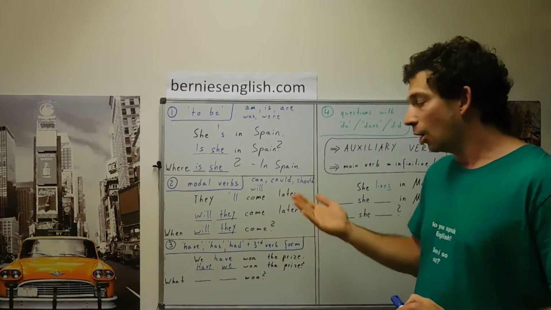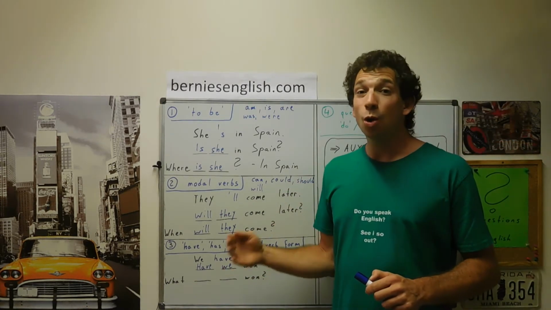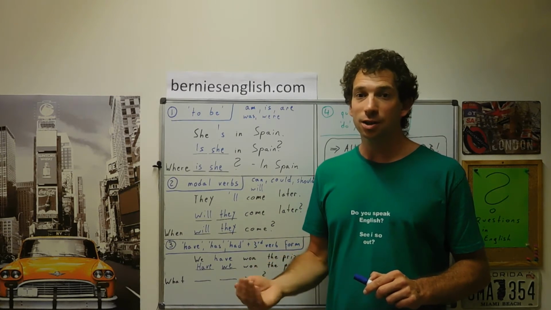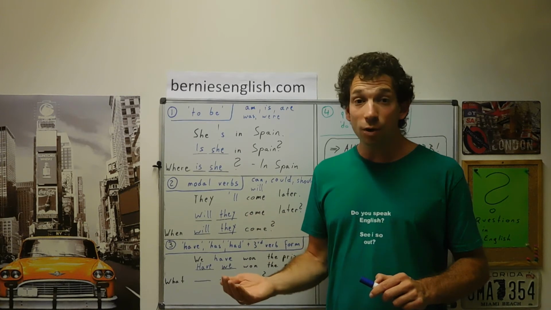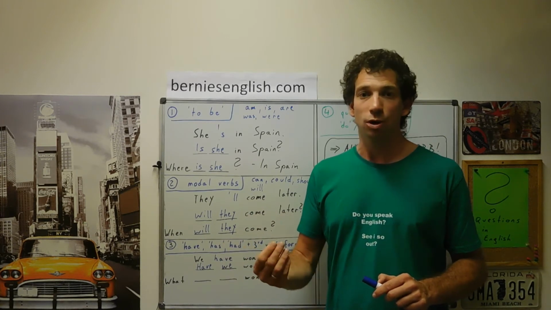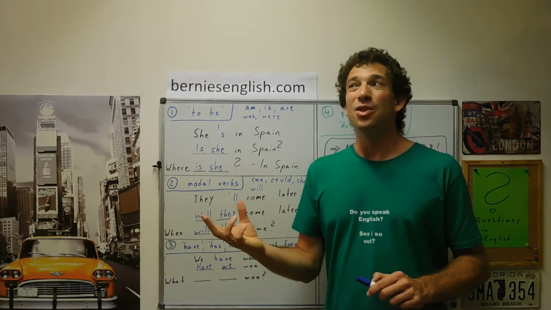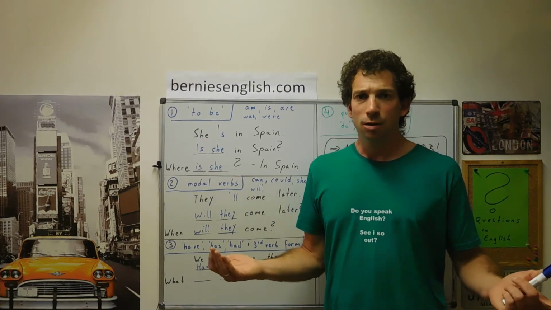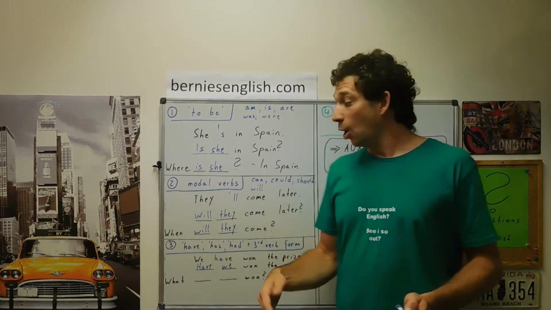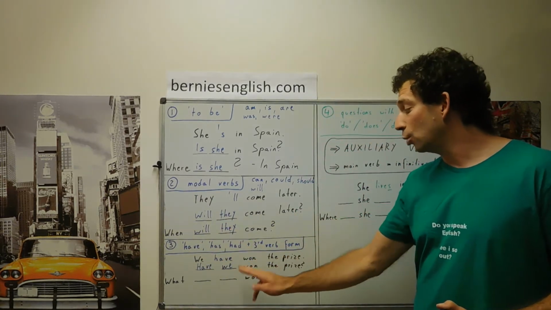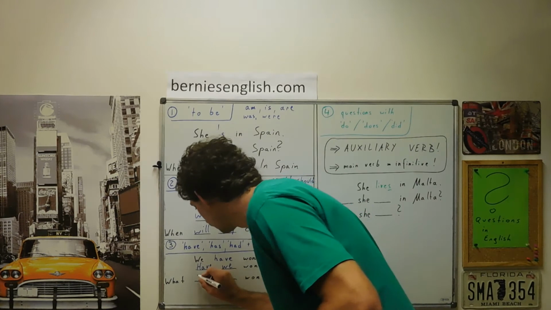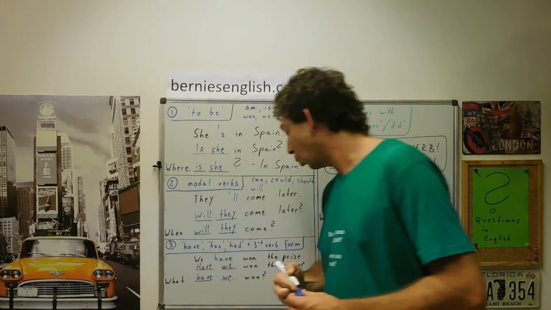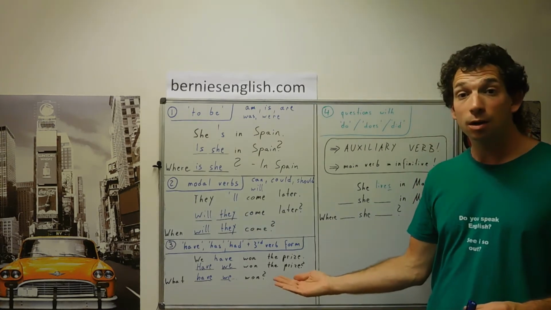Right. Of course, we can again also use an interrogative pronoun. We can, of course, also use a question word if we want to know more information, specific information. The prize. What is the prize? What have we won? What have we won?